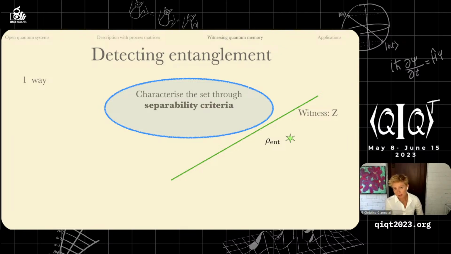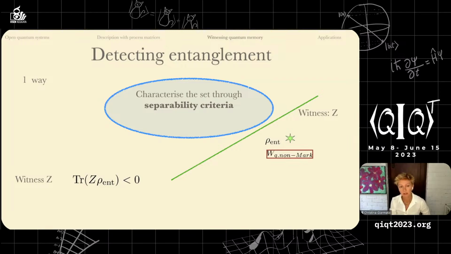We need to characterize the set through separability criteria. That is well known. There are lots of different separability criteria. And once you do that, there are some mathematical methods, and once you do that, you obtain a witness. So a witness is an operator that when you apply it to your state in the lab, the entangled state, it gives you a negative result. So the expectation value of that operator is negative, and it's positive for every separable state. So in the lab, you measure an operator, and if you get a negative expectation value, then you have proved that your state is entangled.